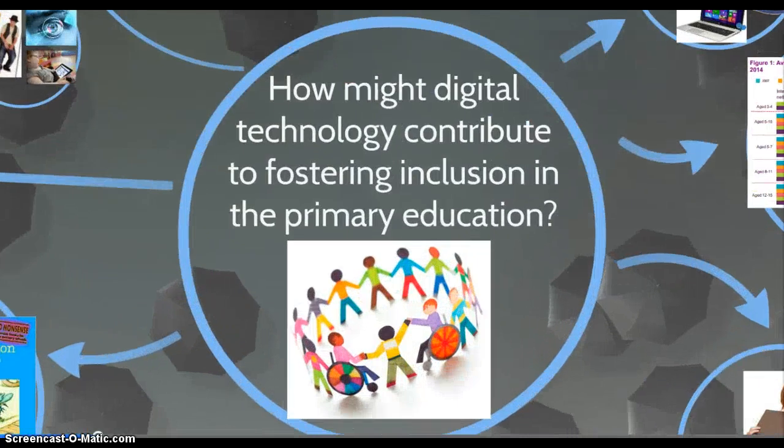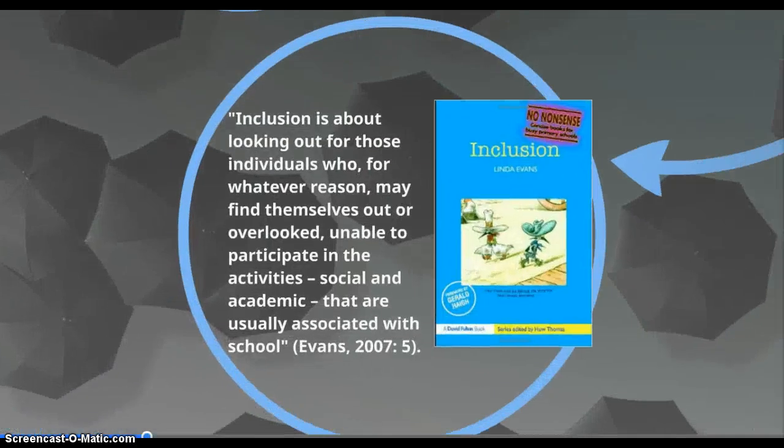How might digital technology contribute to fostering inclusion in primary education? Inclusion is about looking out for those individuals who, for whatever reason, may find themselves out or overlooked, unable to participate in the activities, social and academic, that are usually associated with school. This definition is given by Linda Evans, and I think it is a great explanation of what inclusion is.